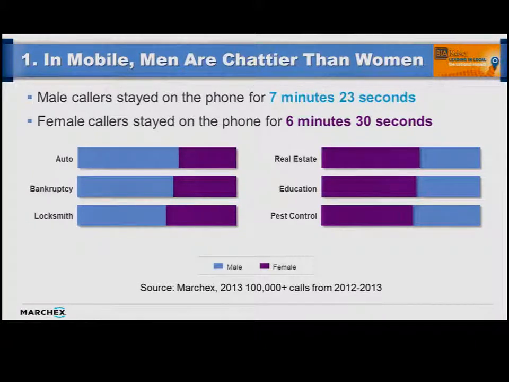But it is interesting because sometimes the expectation out there, probably based on stereotypes, is that women are more chatty. This kind of goes against that. But in some cases, it's almost logical that guys probably like to talk about cars once on the phone talking about it, or maybe they lose their keys more often.